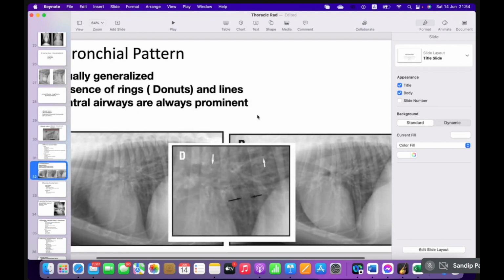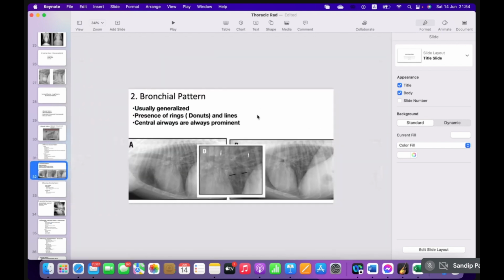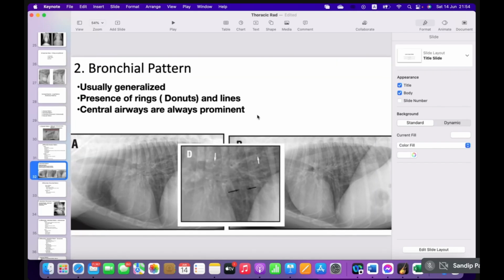Now the next is the bronchial pattern. This is also really important. The bronchial pattern is generally generalized, and bronchial pattern means the bronchus is affected. Alveolar means the alveolus is affected. Now if the bronchus is affected, bronchus means it's the supply of the air tract.